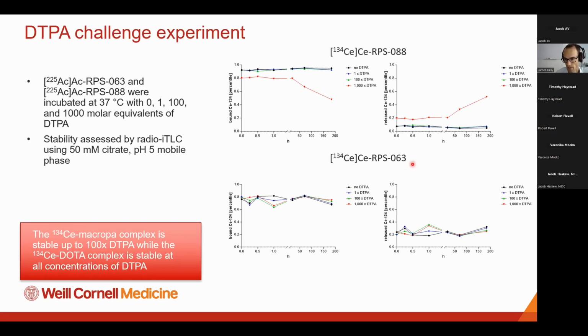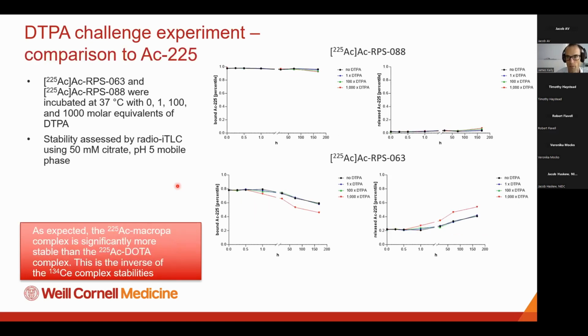And in the case of the DOTA compound, there's a little bit of noise in here that obviously we hope to clean up in future experiments, but the take-home message is that the final amount of complexed material is comparable to the initial amount, and that's true irrespective of how many-fold molar excess of DTPA we have, all the way up to 1,000.